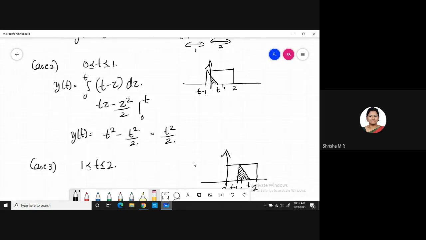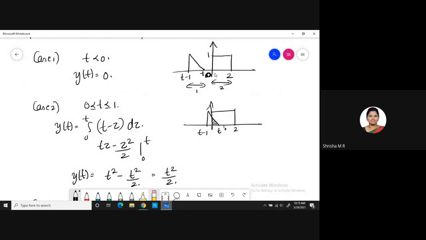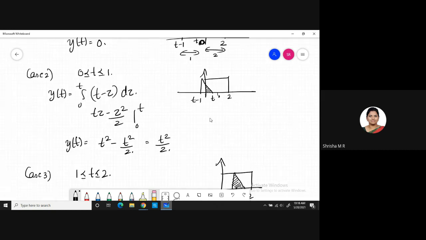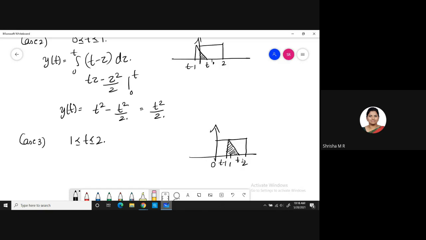See, this signal was previously here. In the first case t was less than 0, then t was between 0 and 1, and the third case t is between 1 and 2. At that time t minus 1 will be between 0 and 1. If t is 1.5, what will be t minus 1? It will be 0.5, right? t minus 1 is a width of 1 unit, so 1.5 minus 1 will be 0.5. Correct?